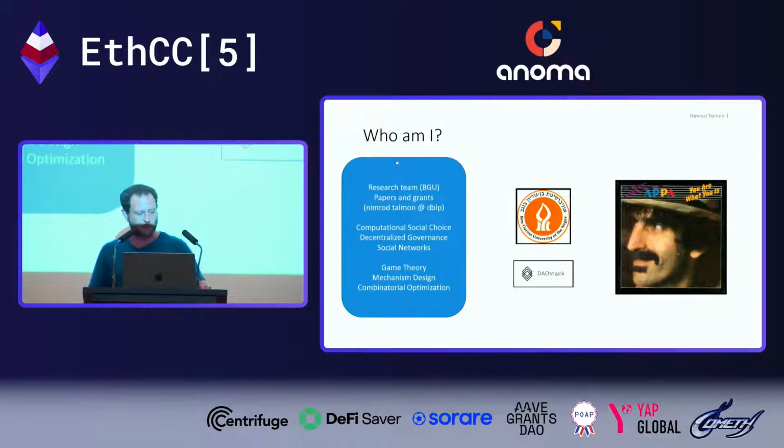My main research is in computational social choice, which means that I do game theory, mechanism design, and also some kind of algorithm analysis or combinatorial optimization. I also help this nice company named DAOs that maybe some of you know about.